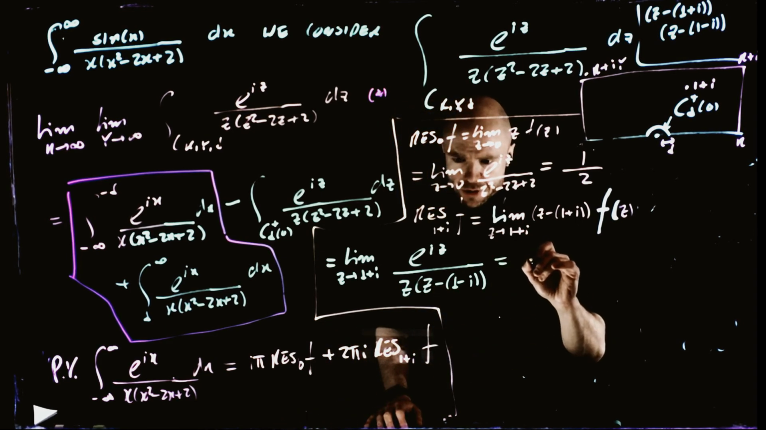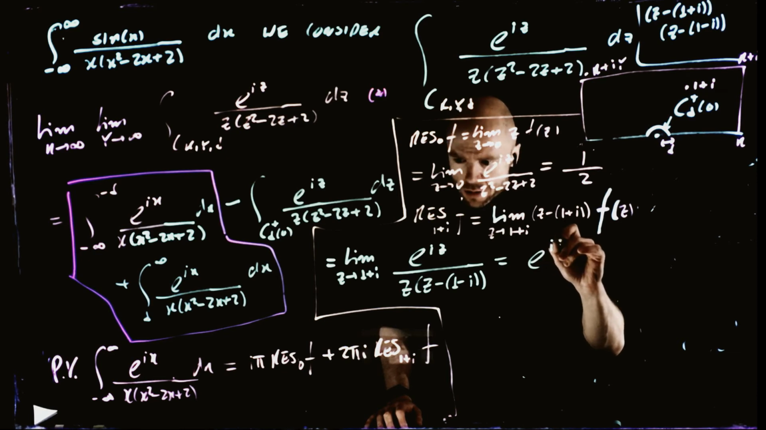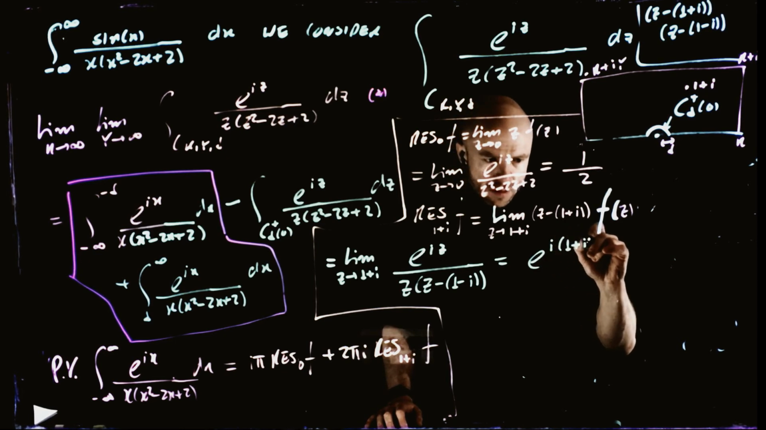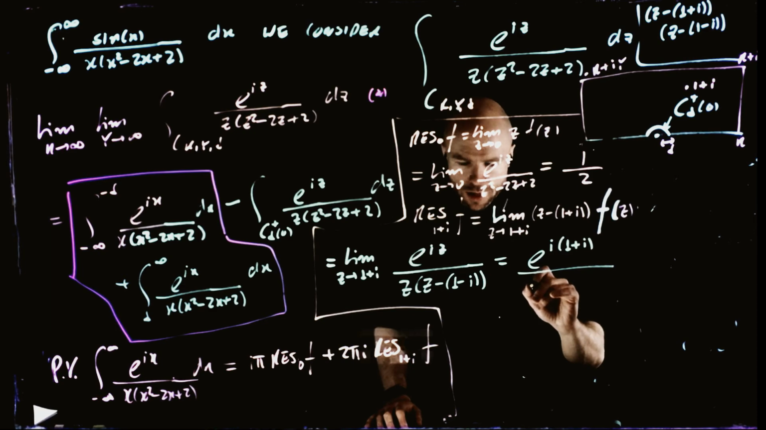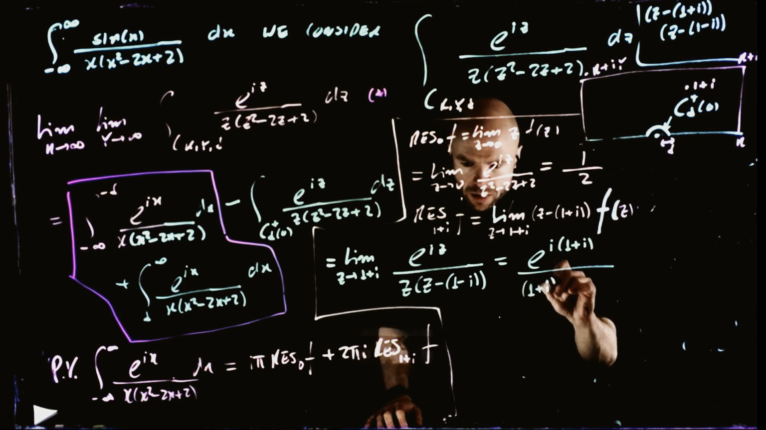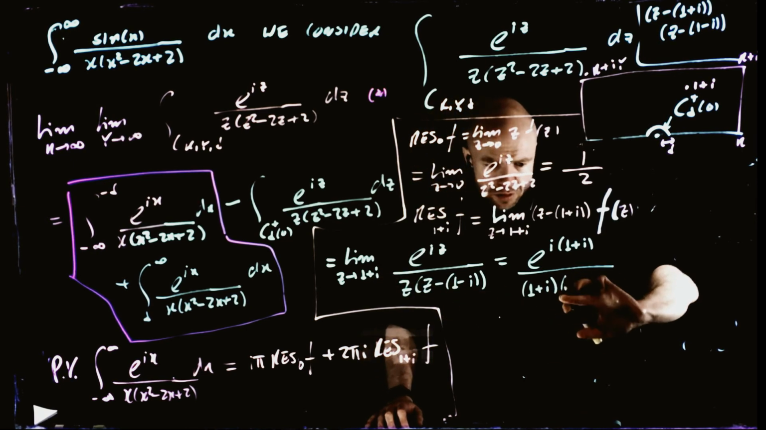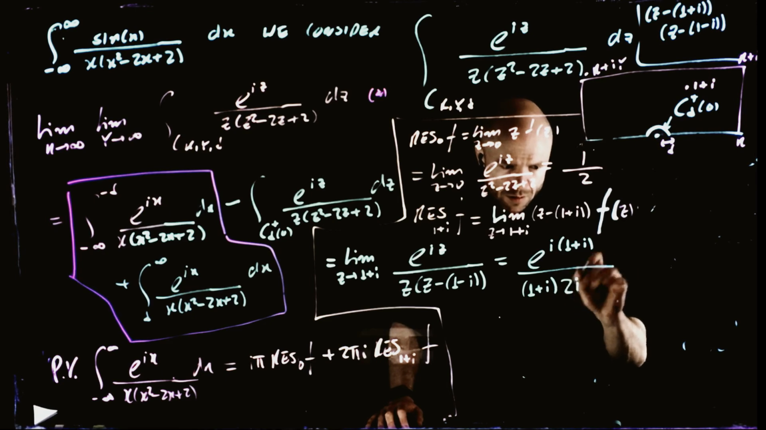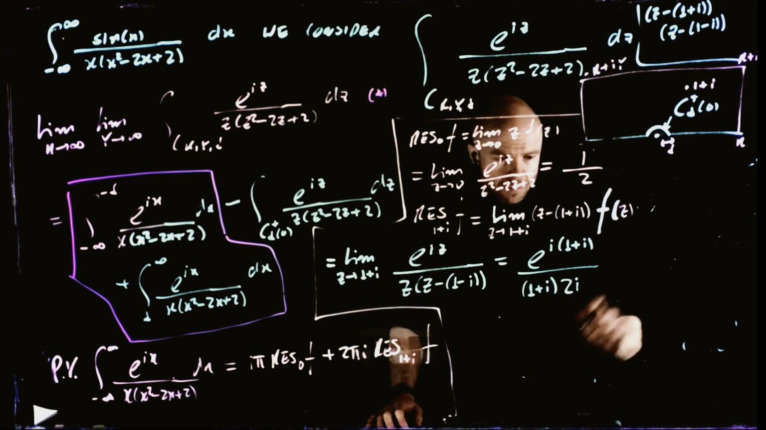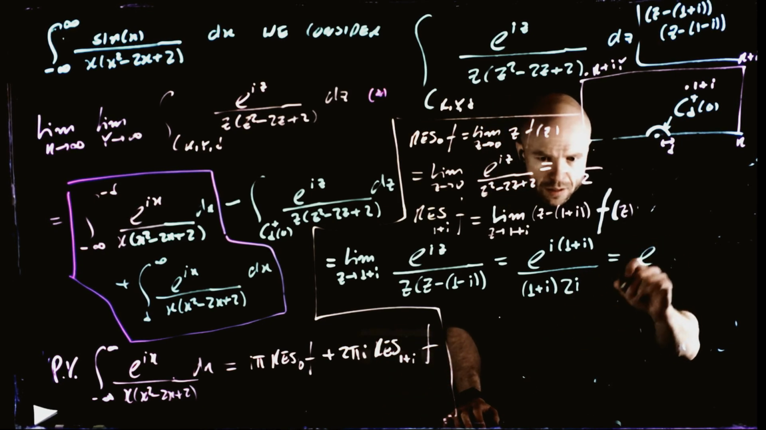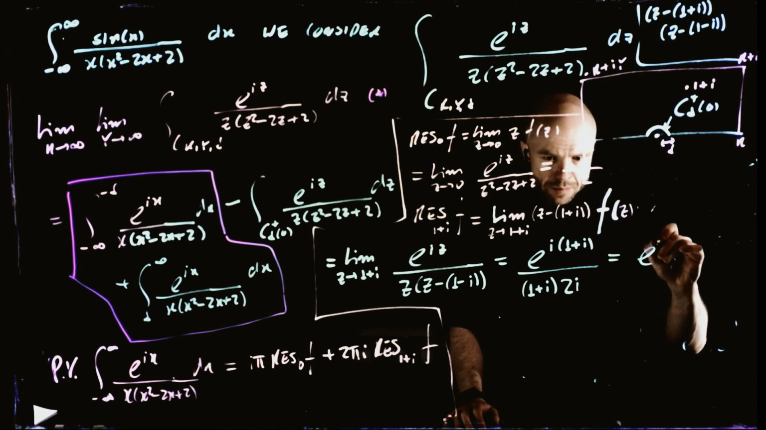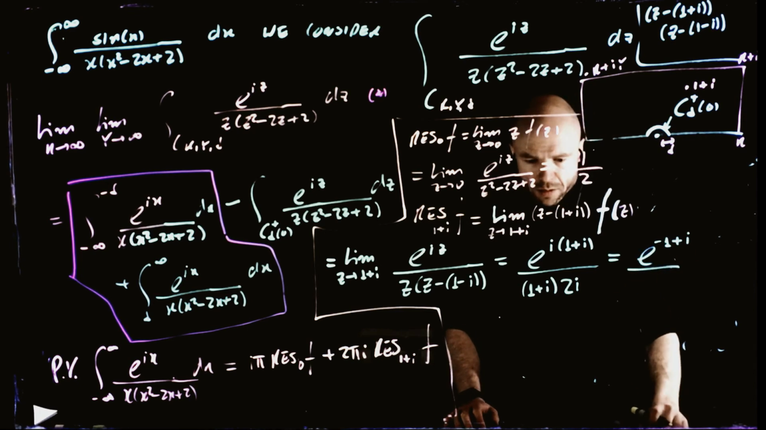So then we're going to have just e to the i times 1 plus i, and then we're going to have 1 plus i, and then 1 plus i minus this. The 1s will cancel, so this will just be 2i here on the bottom. Yeah? And then what's this? This is e to the minus 1 plus i, and is there anything we can do with simplifying this?